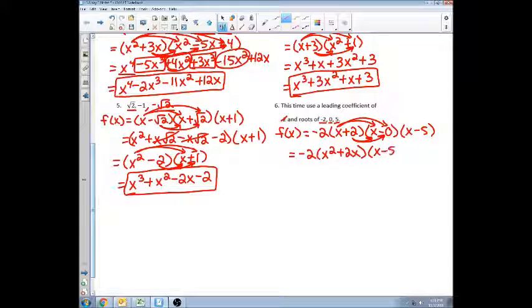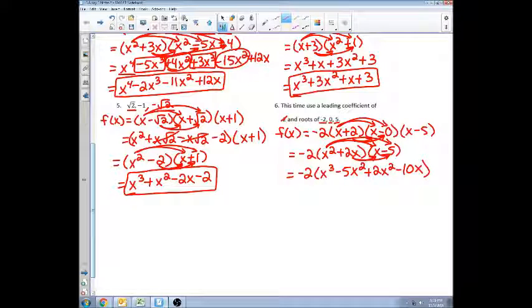Now, I need my x minus 5, so x squared times x would get me x cubed. x squared times negative 5 would be negative 5x squared. 2x times x would be positive 2x squared. And 2x times negative 5 would be negative 10x.